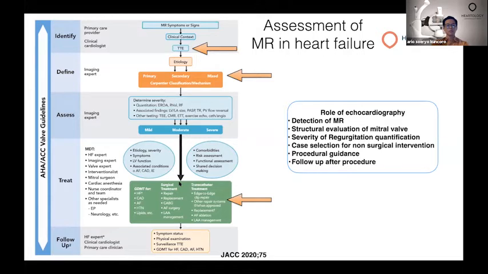We could pursue surgical treatment. For surgical treatment, we can suggest repair or replacement, also concomitantly with other procedures like CABG. And also, don't forget to mention that there's an option for transcatheter treatment like the MitraClip repair, and maybe left atrial occlusion, which could be done concomitantly with these kinds of procedures. And the role of echo in this matter is detection of MR, which is quite obvious, and structural evaluation, severity, and case selection for non-surgical procedures, and also for peri-procedural guidance and follow-up after procedures.